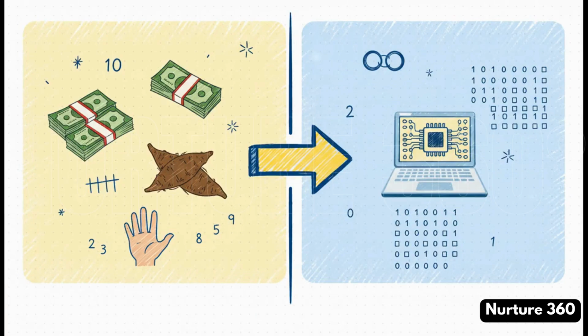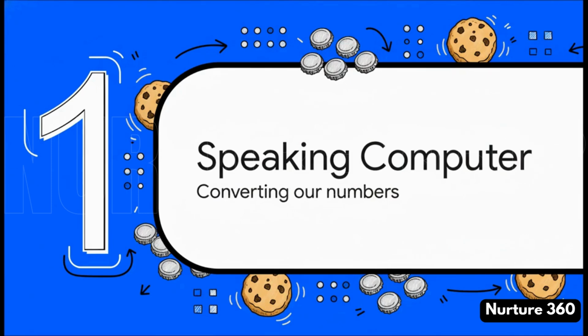Think about our world. We live in what you'd call a base 10 world. It's just how we count everything, right? From Naira to yams, we use 10 digits, 0 all the way up to 9. But computers, they live in a totally different world, a base 2 world. They only use 2 digits, just 0 and 1. That's it. So our job today is to become translators between our world and theirs. So let's get to it.